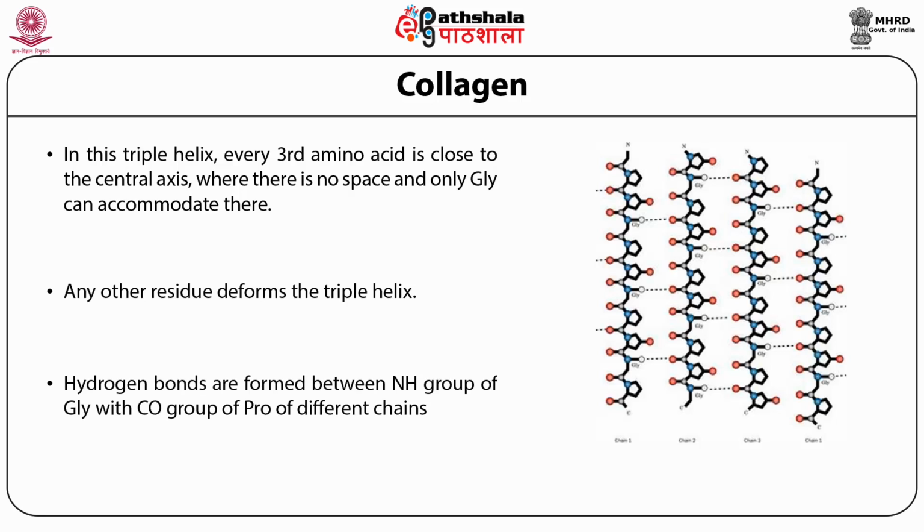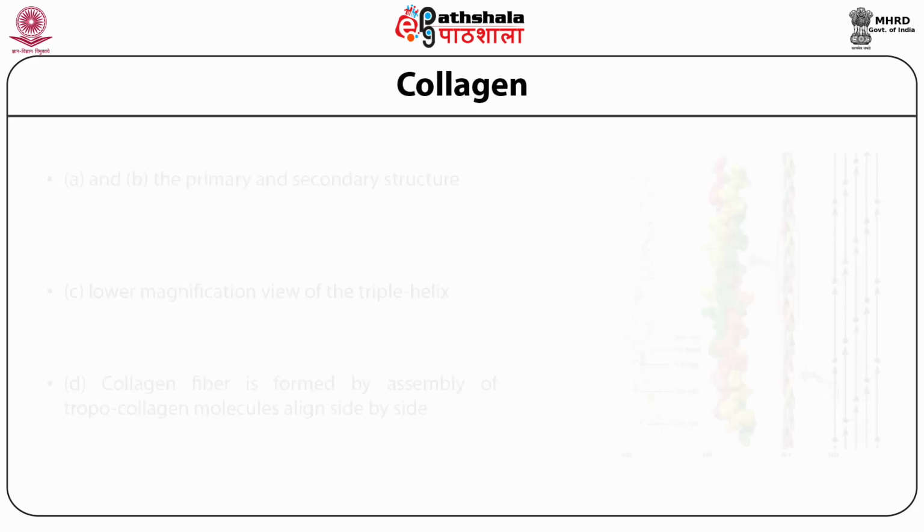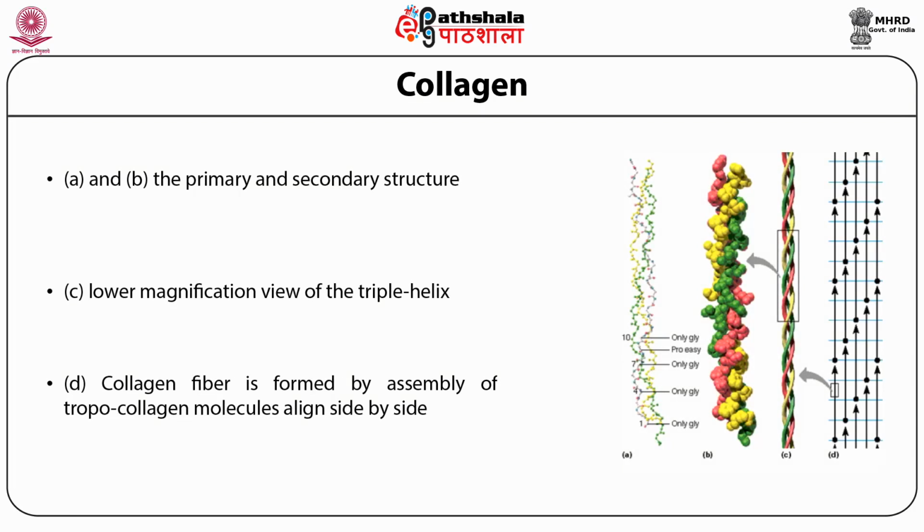The hydrogen bonds are formed between the NH group of glycine and the carboxy group of proline of the next chain. Here you can see the collagen fiber bundle is formed by assembly of tropocollagen molecules aligned side by side. So there are several collagen fibers together. And if you take one fiber, you can see in color where your triple helix is.